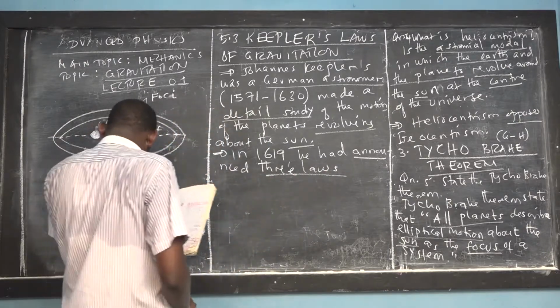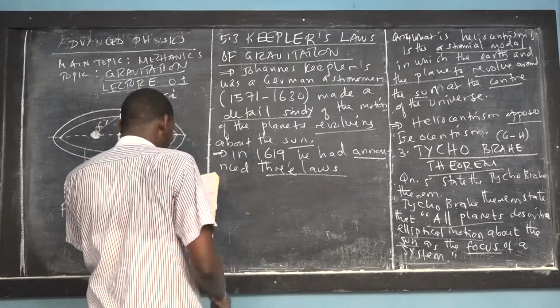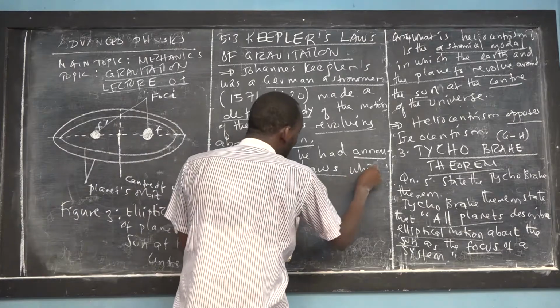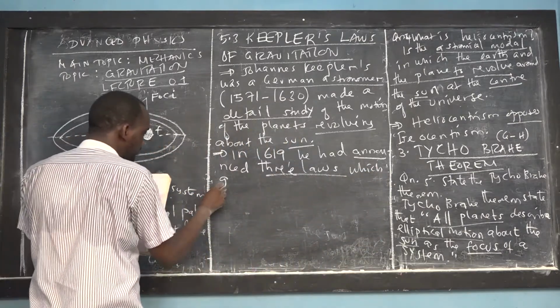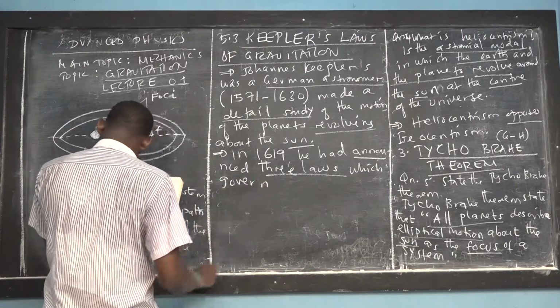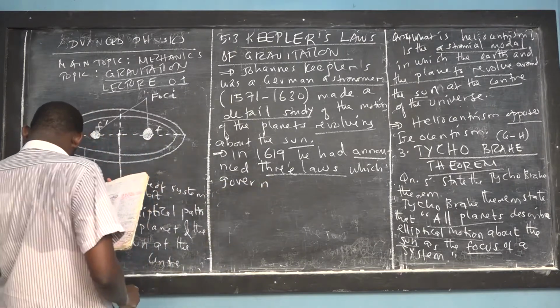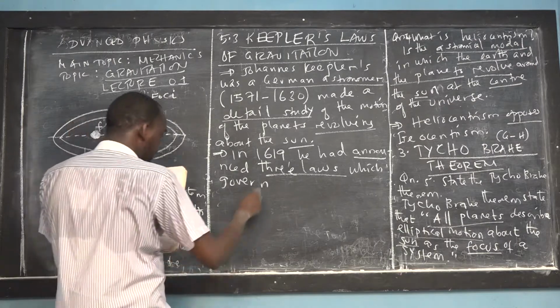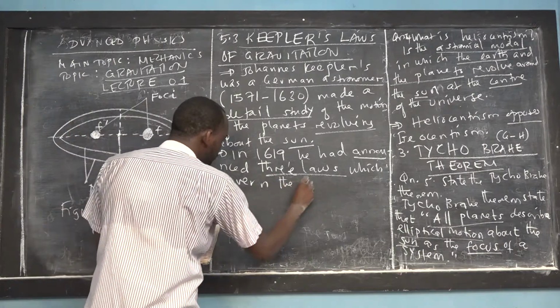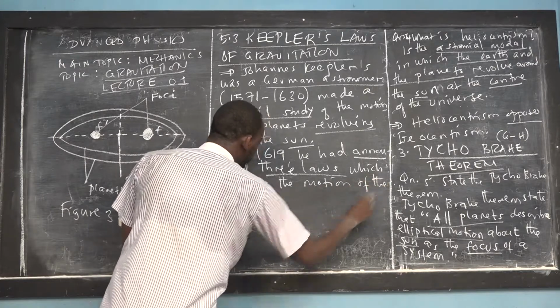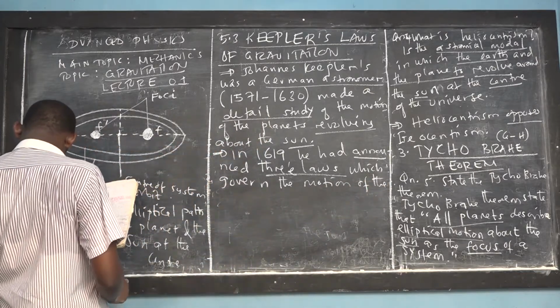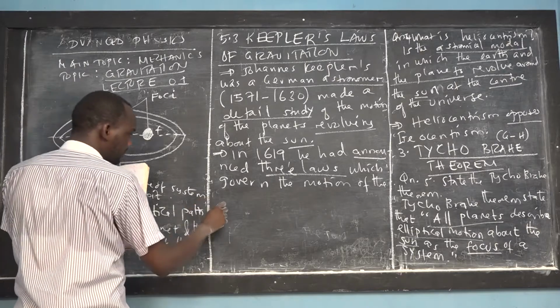How many laws? Three laws. How about you and I? How many laws will you announce before you die? The laws which govern the motion of the planets.